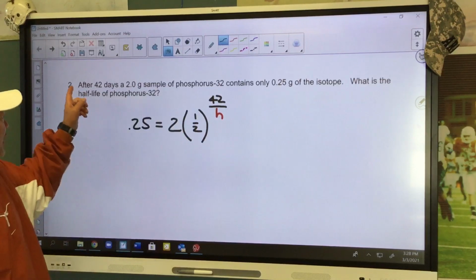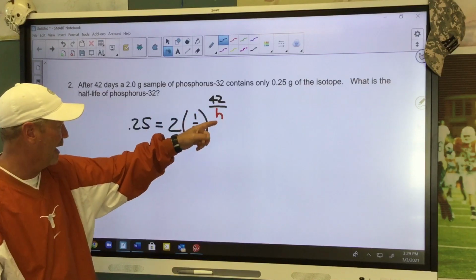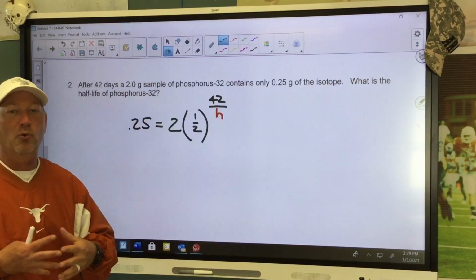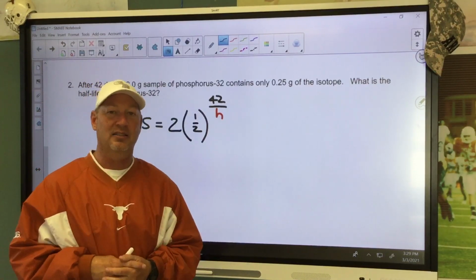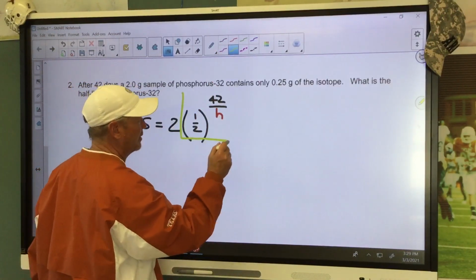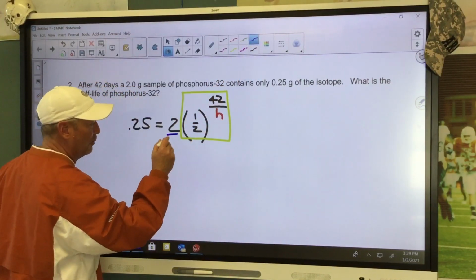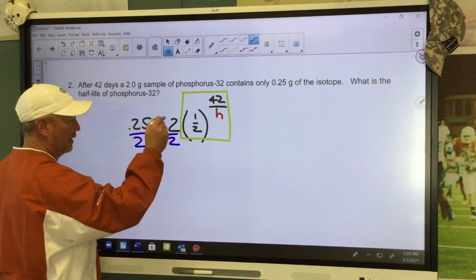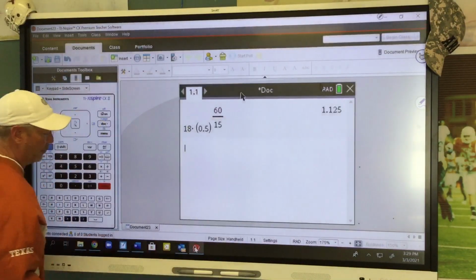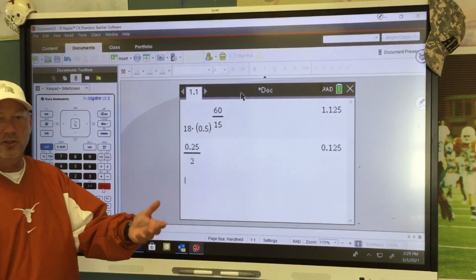There's the setup. Your initial sample is 2 grams. The 1/2, your time is 42 days. Half-life, final amount left is 0.25. Now, remember all these problems that we're trying to solve, we've asked you to isolate the exponential part. So what we're going to ask you to do is get this by itself. So we're going to divide by 2, divide by 2. This will cancel. You can put this in your calculator. 0.25 divided by 2, enter, and you get 0.125.